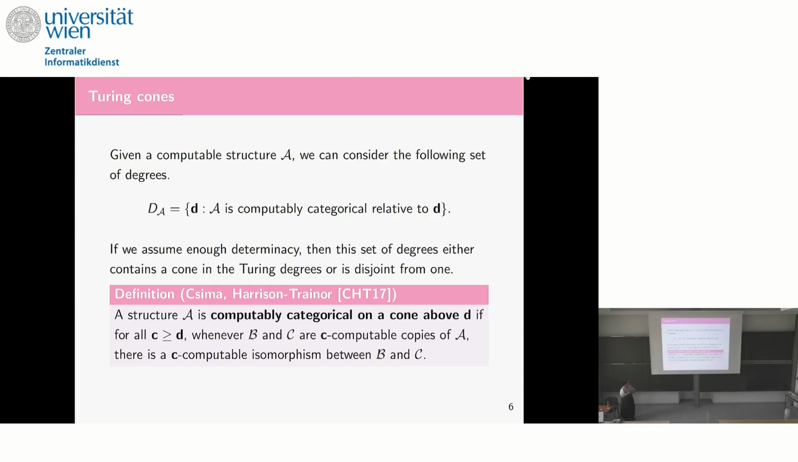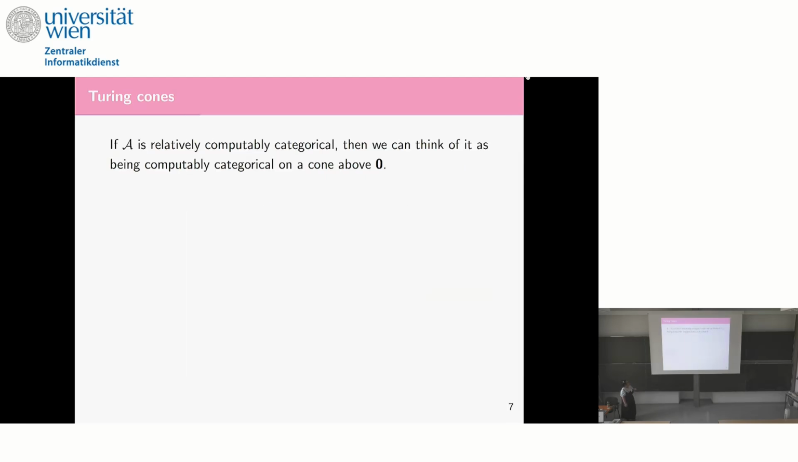Since we want to speak about cones, I want to introduce an auxiliary definition from a paper by Barbara Csima and Matthew Harrison-Trainor in 2017. They defined that a structure A is computably categorical on a cone above some degree D if for all C above D, whenever B and C are C-computable copies of A, there's a C-computable isomorphism between B and C.